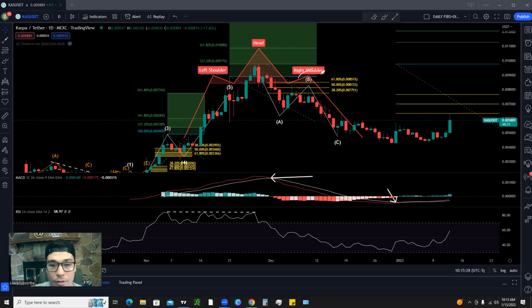Not only did we have the head and shoulders forming, but we had an A wave down, a B wave retracement up to our major retracement levels, and then a continuation downward for a C wave lower.